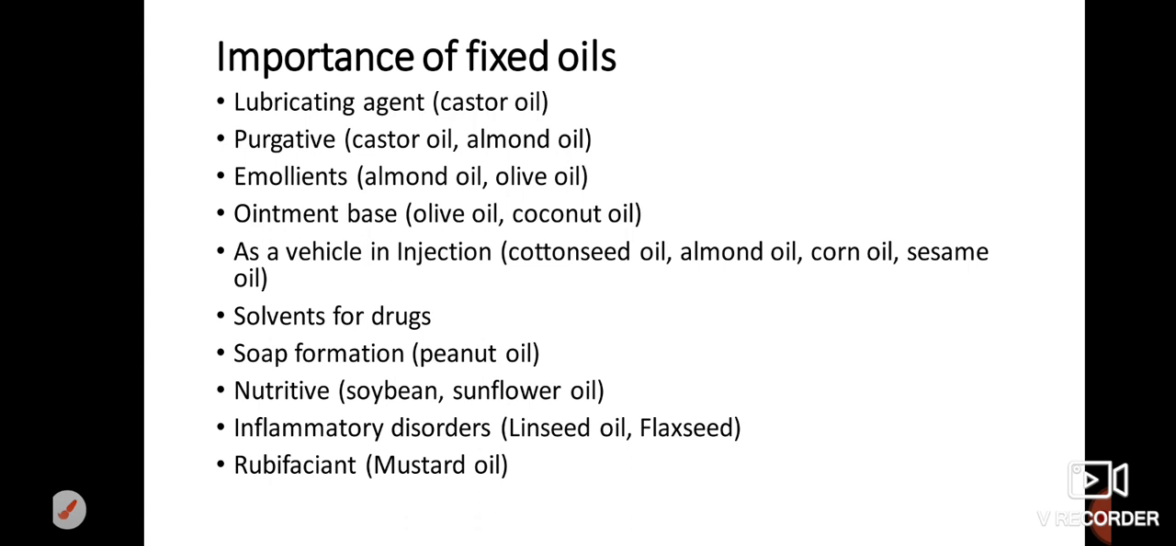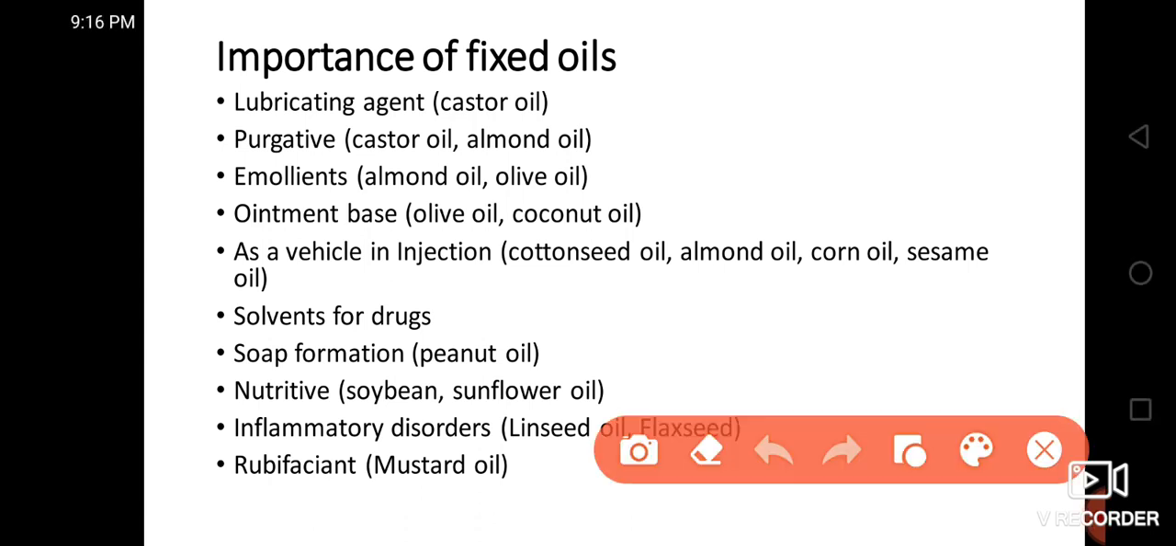So next thing is the importance of these oils. Okay, so you can see castor oil as the lubricating agent. You can use it in your hair also. Almond and castor oil are purgative. They can also act as an illuminative and ointment basis. Okay, so they are also used to make ointments, and ointments are used to treat various infections and infected areas.